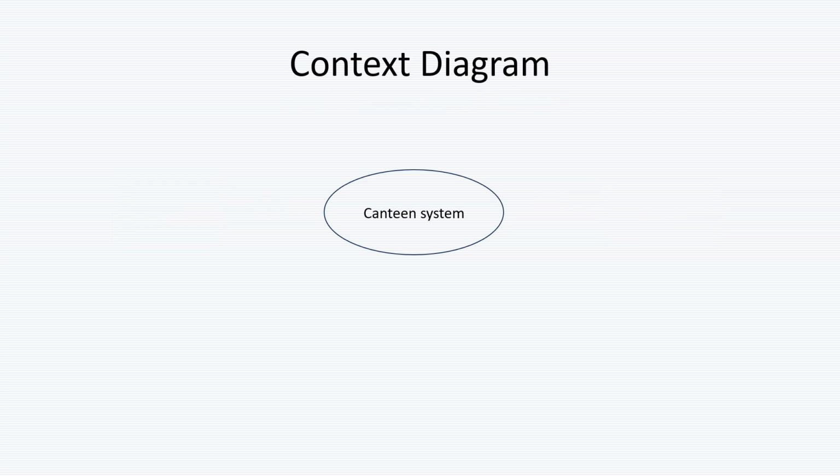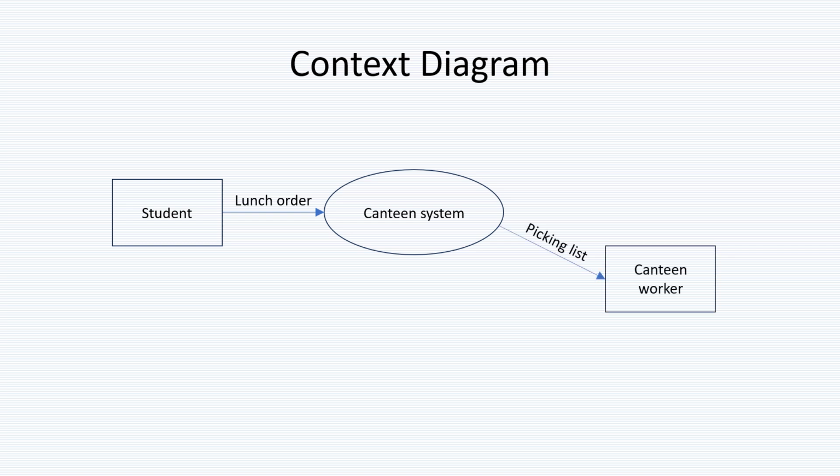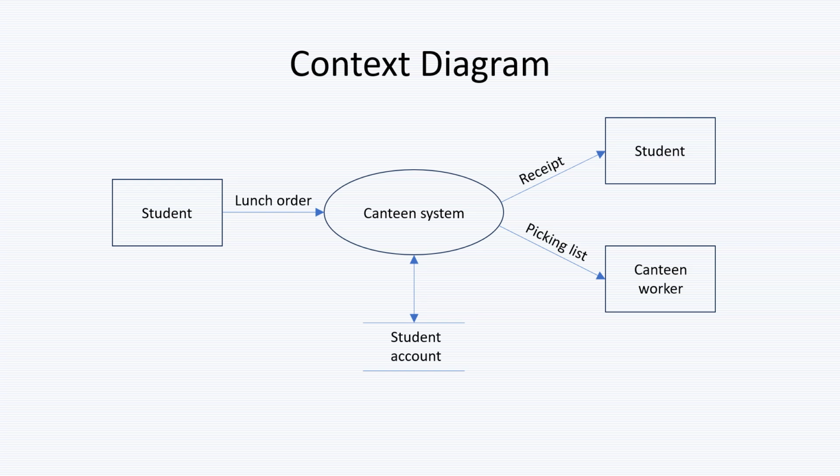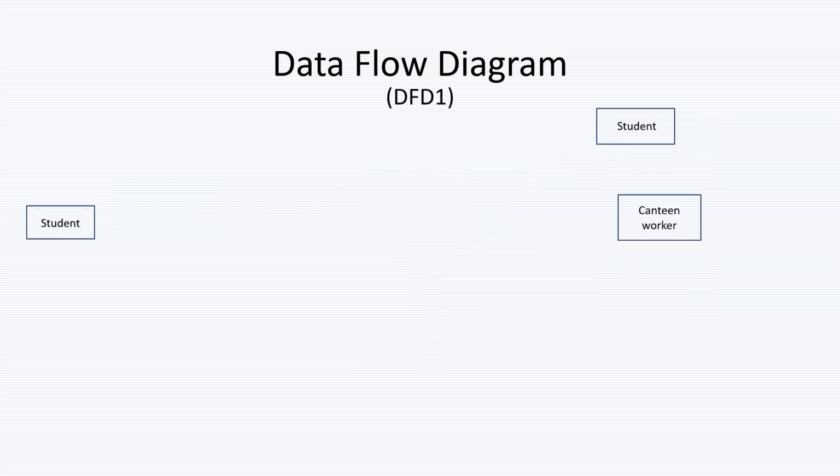Entity can be a misleading word since this is sometimes used in a database context, but that aside, an entity provides data, say a student submitting a lunch order. The system transforms the lunch order into a picking list for the canteen worker and a receipt for the student. The data store has account details such as account balance, which is updated with the order.